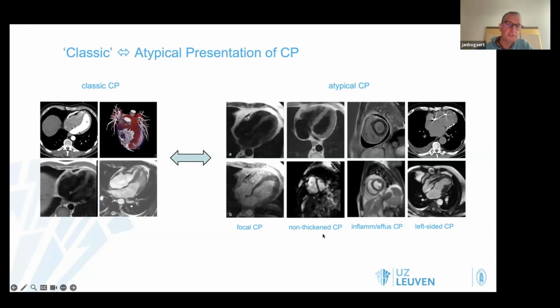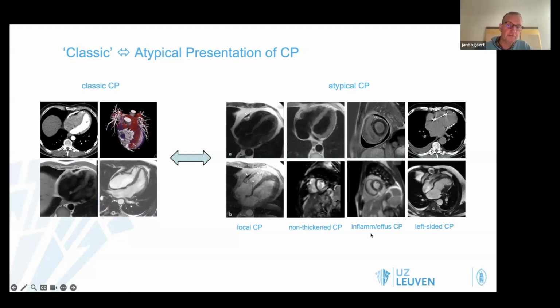We have also conditions which are considered non-thickened, such as this one, and the diagnosis here, directly using direct signs of abnormality of the pericardium, is really difficult. So we have to look at other things. I will come back to it in the next slide: look at the ventricular coupling, or abnormal ventricular coupling.